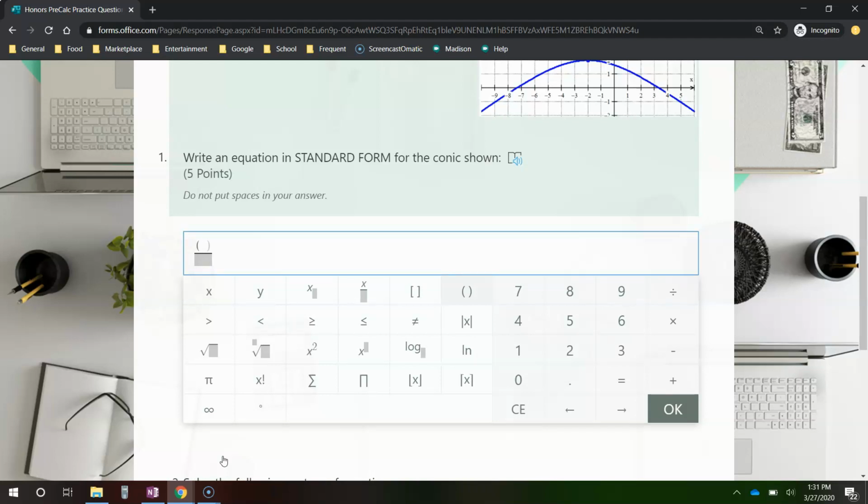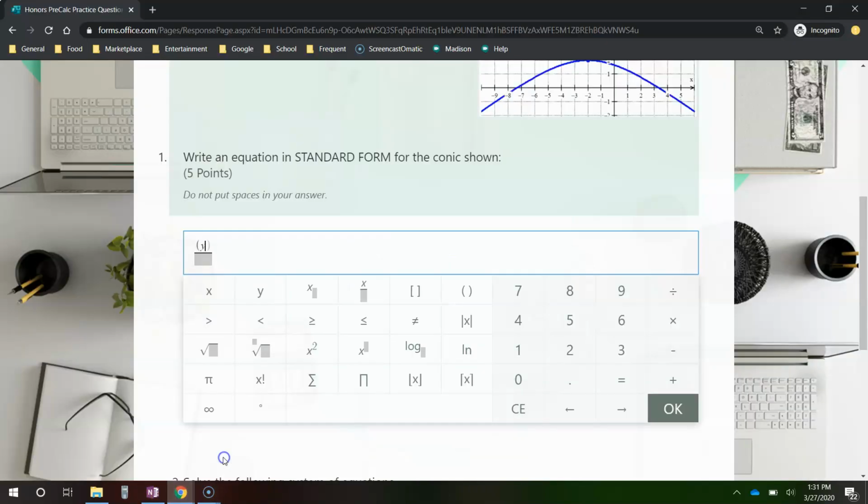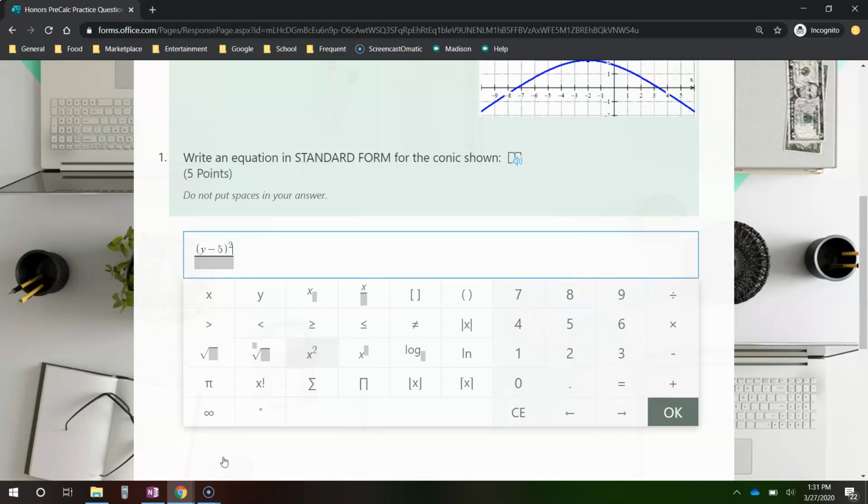So here come my parentheses, and this is going to be y. So I'm doing y minus 5 squared over 9. Okay, so y minus 5. I'll use this little arrow to scooch my way out of there, and I want it to be squared. Then I'll click down here and do 9. Then I'll click over here and it's going to be minus.